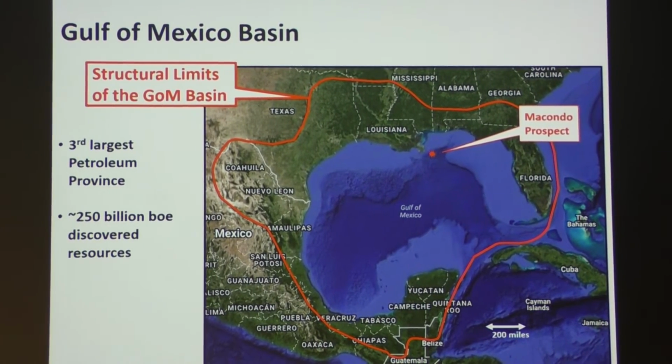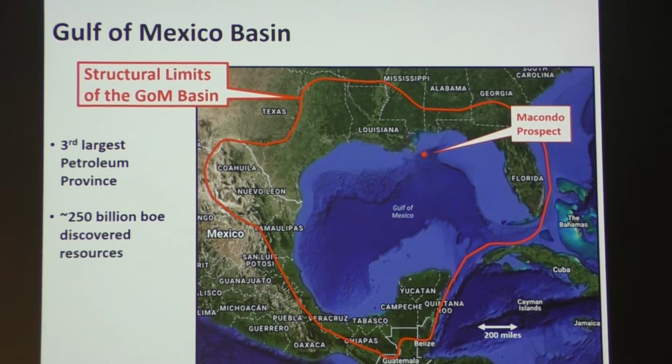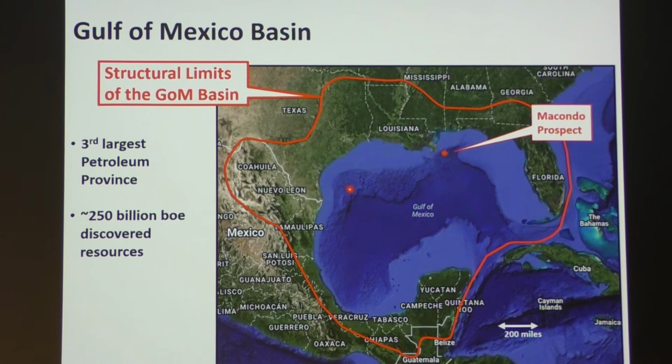So Macondo is in the Gulf of Mexico, and this is the outline of the Gulf of Mexico basin in red. It's the Jurassic shelf edge, and that's a structural limit. So it includes the US Gulf of Mexico and Mexico. It is the third largest petroleum province in the world after the Middle East and West Siberia. It has about 250 billion barrels of discovered oil equivalent barrels.